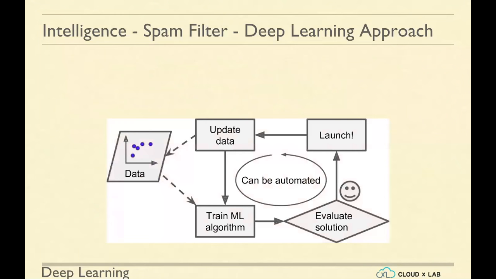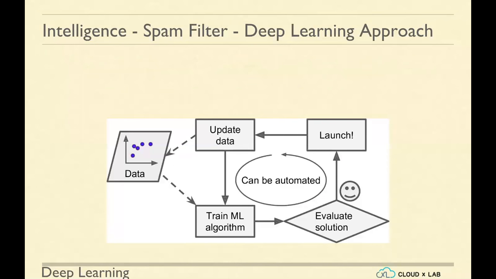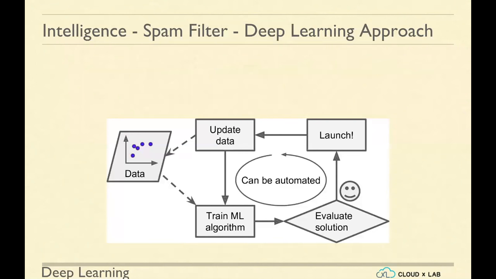We can also further make it automated. The whole process of updating the model and updating the data can be made automated in the sense that as and when new data is coming, we will basically retrain the model and keep on pushing it to production.